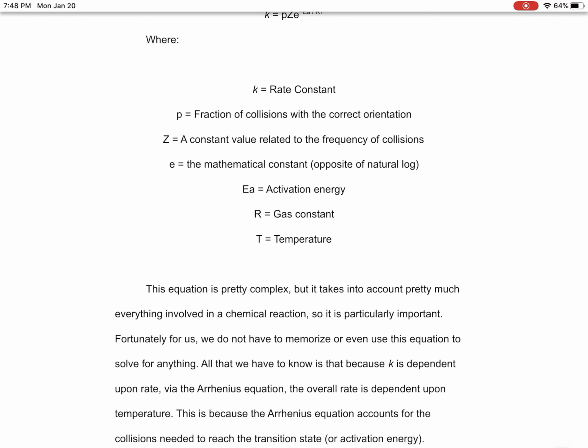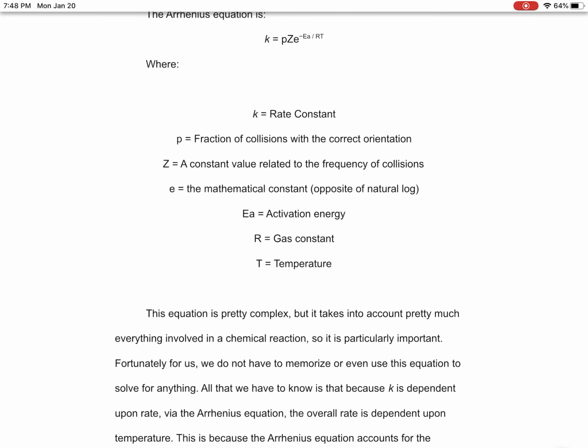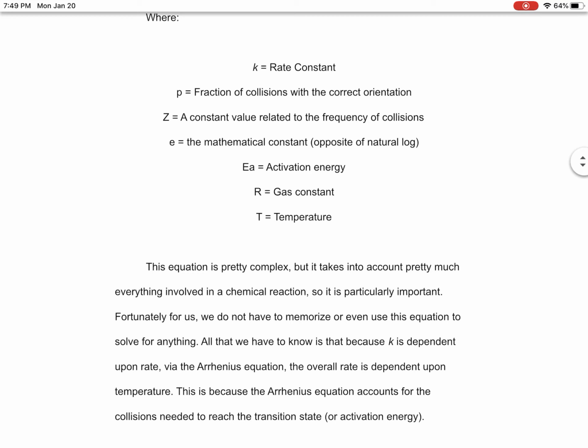But we don't really have to memorize it. We don't really have to solve anything with it. Solving for it is considered to be beyond the scope of this class. But what we do need to know is that because K is dependent upon rate, the rate is dependent upon temperature. Okay? So the Arrhenius equation accounts for the collisions needed to reach the transition state, right?